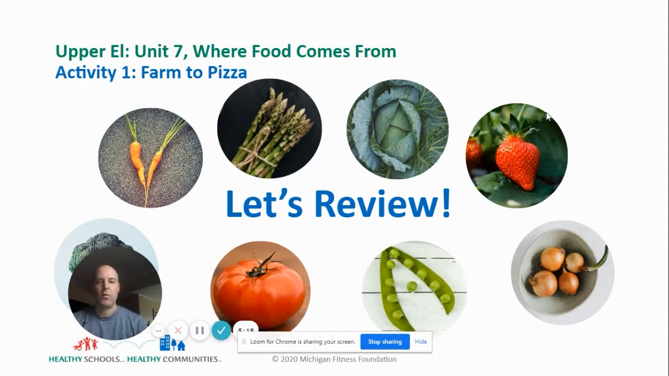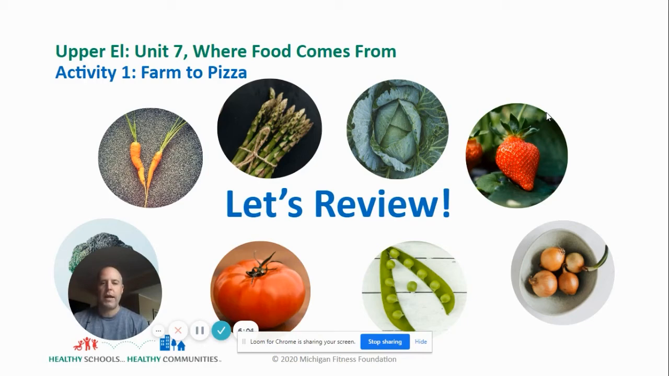Next, we have cabbage. What part of the plant is a cabbage? Cabbage is the leaf. Good. Next, we have a red, ripe, juicy strawberry. What part of the plant is a strawberry? Strawberries are the flower of the plant. Good. Next, we have beans. What part of the plant is a bean? A bean is a seed. Good. Next, we have peas. What part of the plant is a pea? Pea is also a seed.